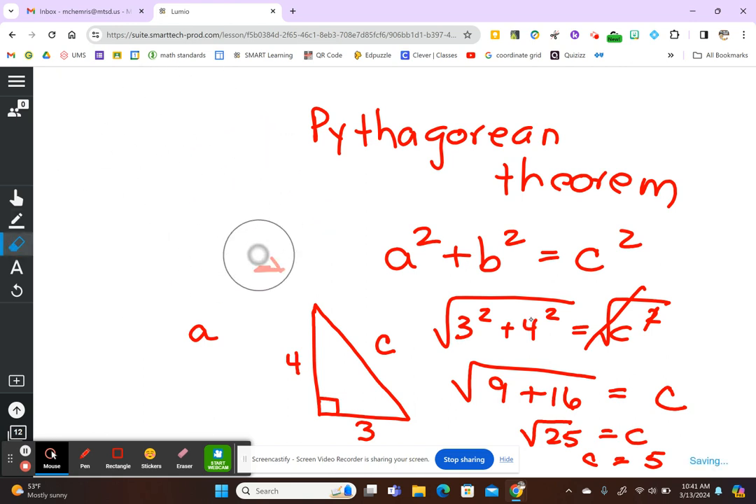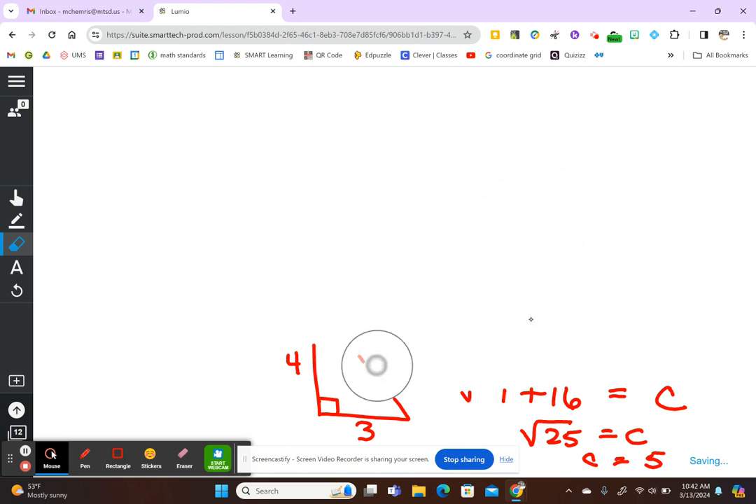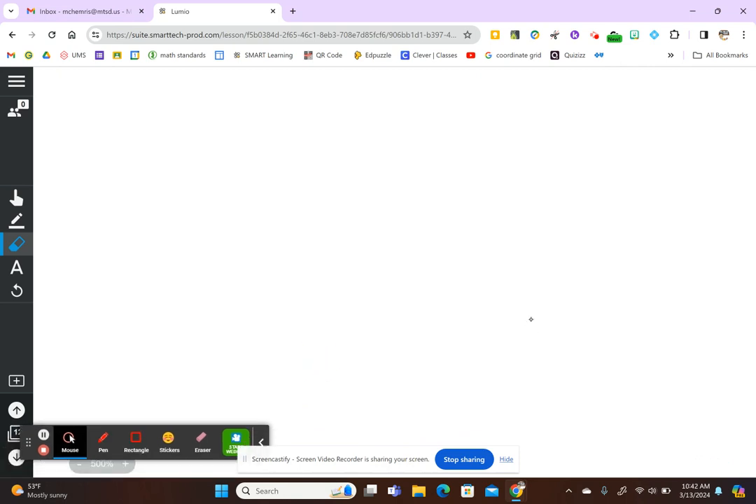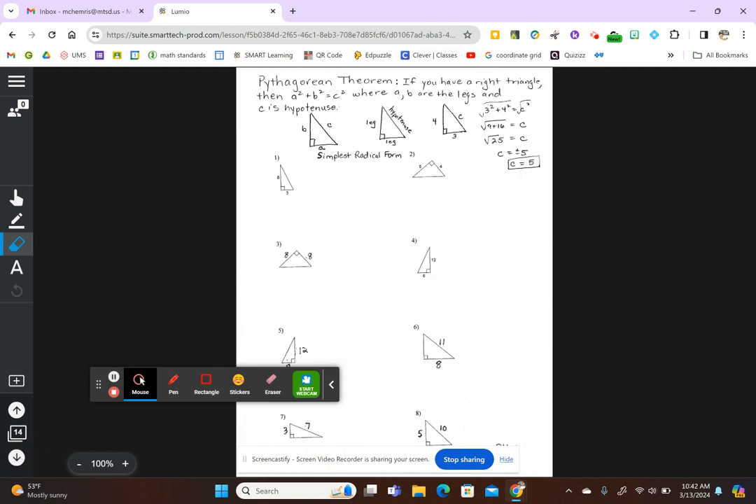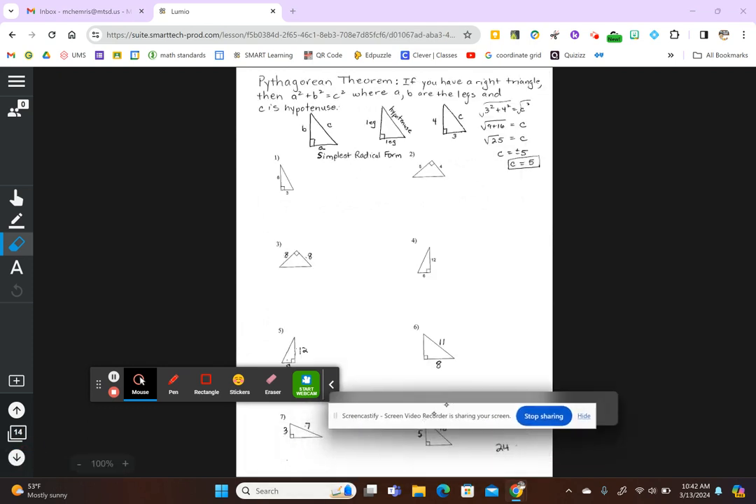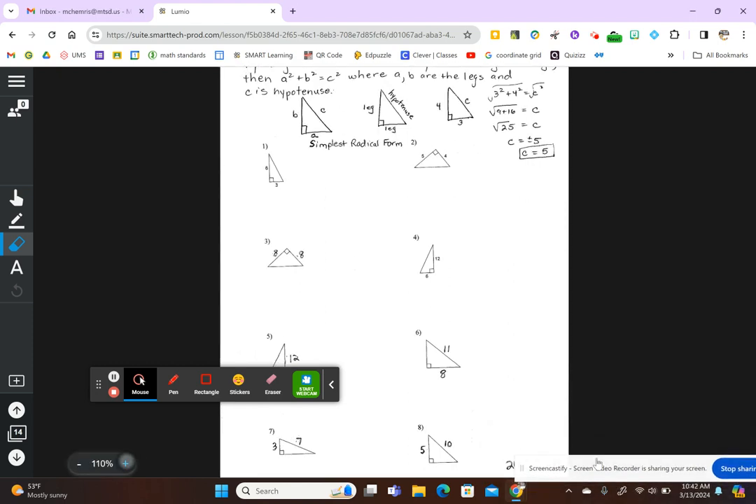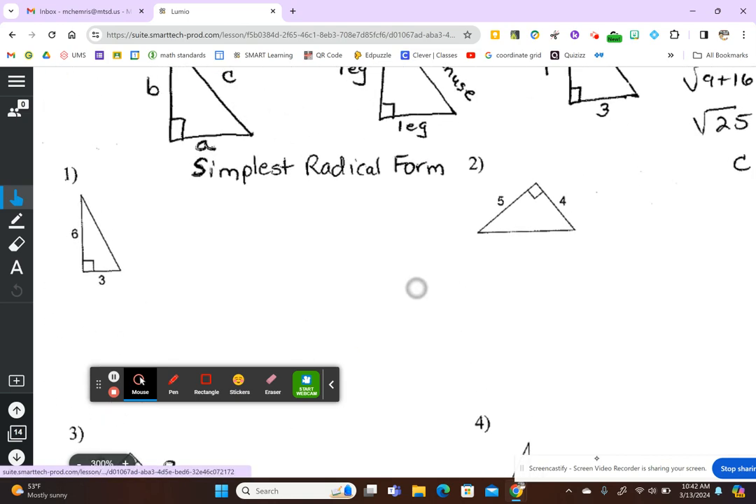And so the Pythagorean theorem can be applied to any right triangles, and it means if you know two sides of a right triangle, you can always find the third. So now in your packets, I want everyone to turn to page 24. Okay, turn to page 24 in your packets, and we're going to go over a few examples.